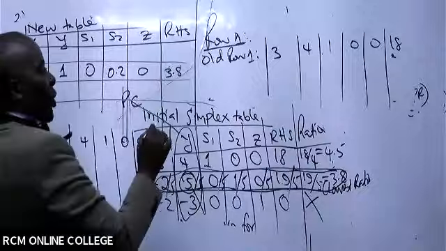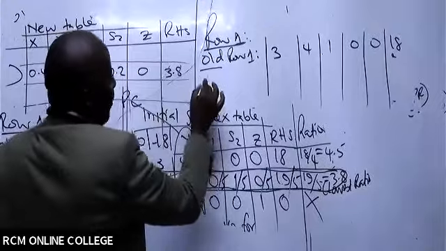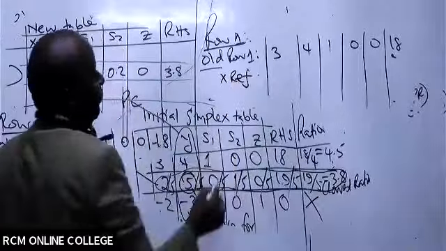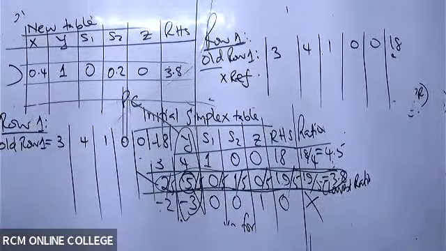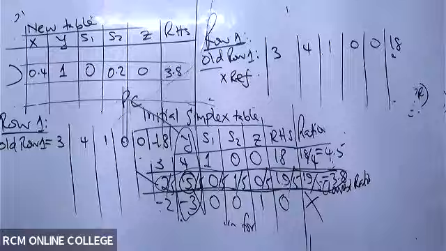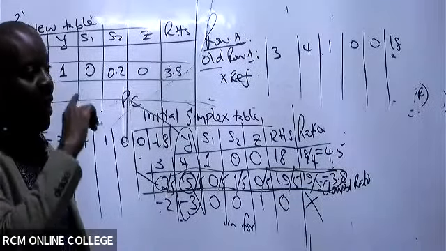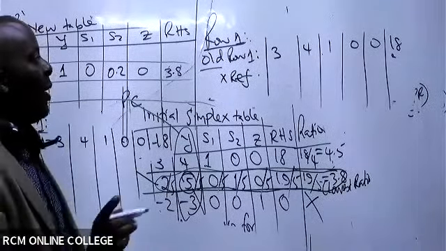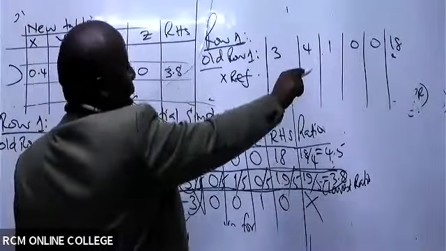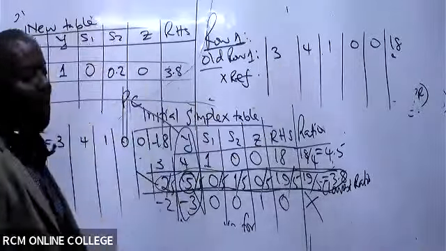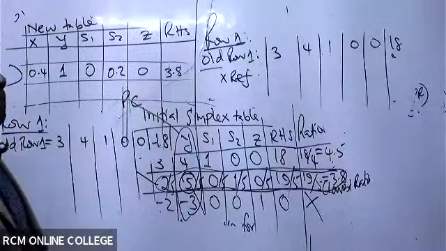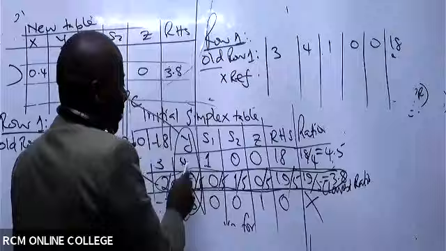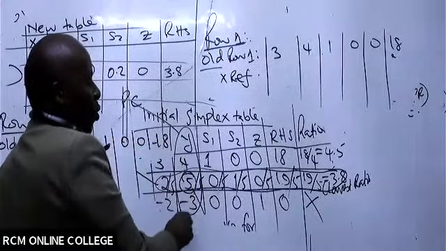And then we're using row reduction. You come and say minus something times reference. Now, please listen, and I would want you to listen to me very, very well. When you look at this row 1, the old row 1, where is my pivot column? Here. My pivot column is on top of number 4.